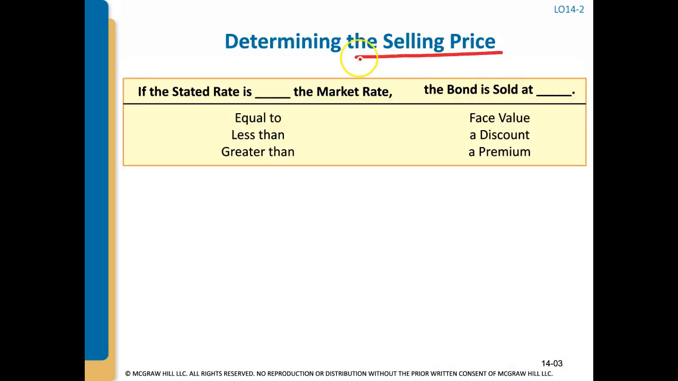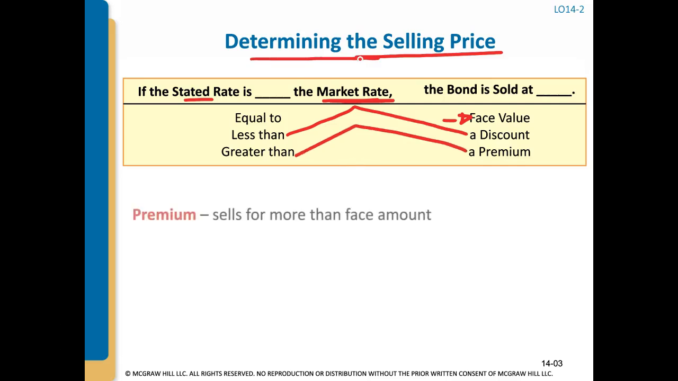The bond selling price is determined based on the stated rate versus the market rate. If the stated rate, which is the rate that is actually stated on the actual bond, is equal to the market rate, then the bond is sold at its face value. So if I have a $1,000 bond with a 10% interest and the market rate is 10%, the bond is going to be sold for $1,000. If the stated rate is less than the market rate, then it will be sold at a discount. If the stated rate is greater than the market rate, then it's going to be sold at a premium.